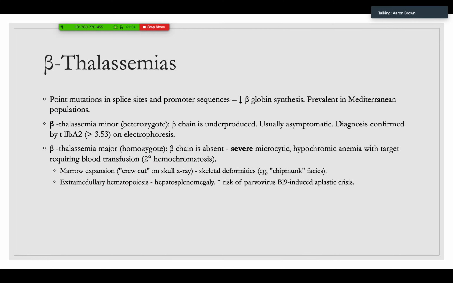So, beta thalassemia, we talked about when we have problems with the alphas. Now let's talk about what happens when we have problems with the betas, if we don't have these beta chains. So these are typically due to point mutations in the splice site or promoter sequences, but essentially it's a mutation that causes decrease in beta globin synthesis.